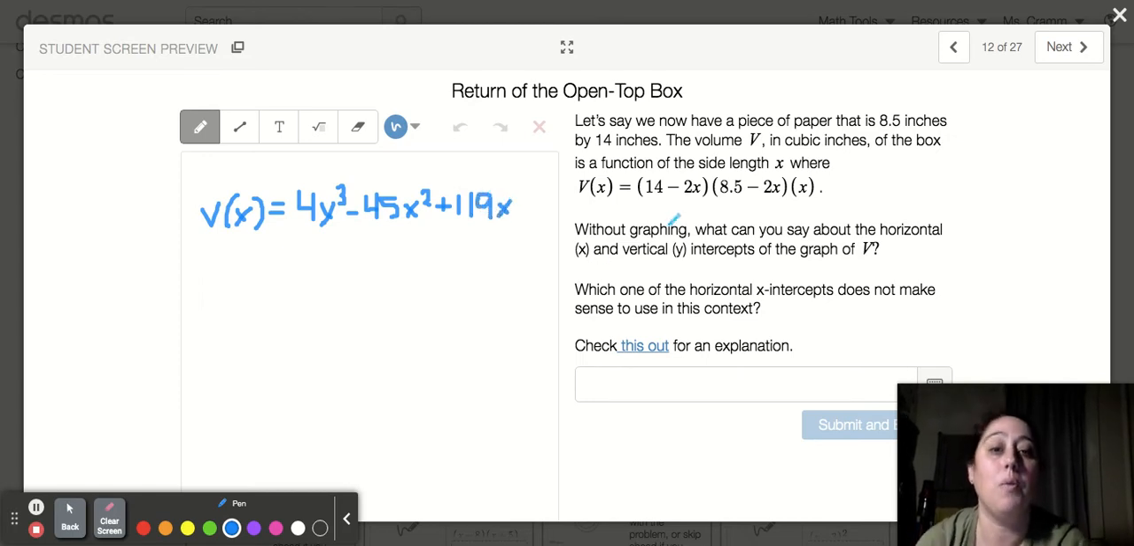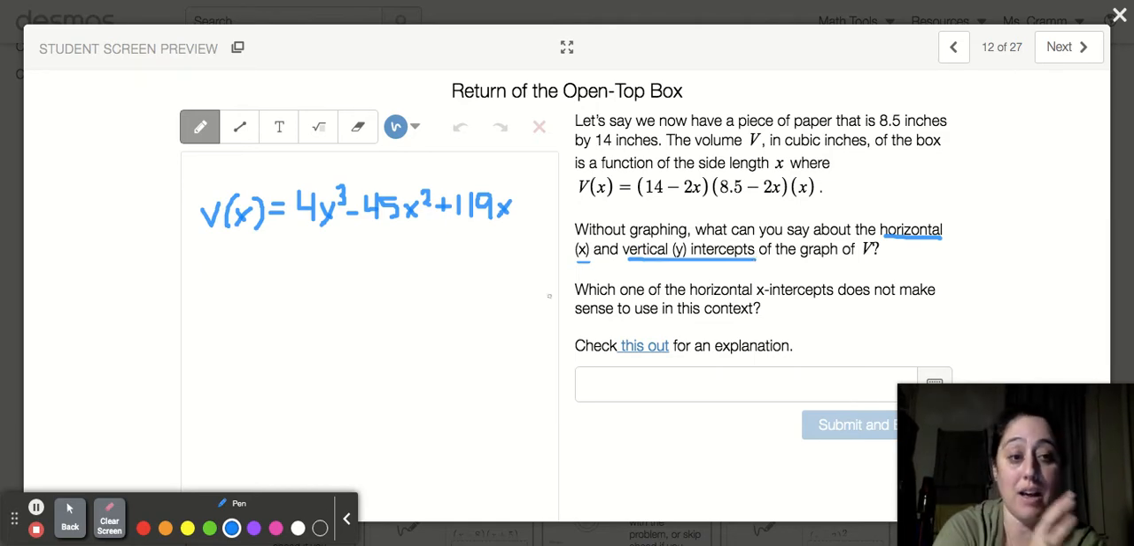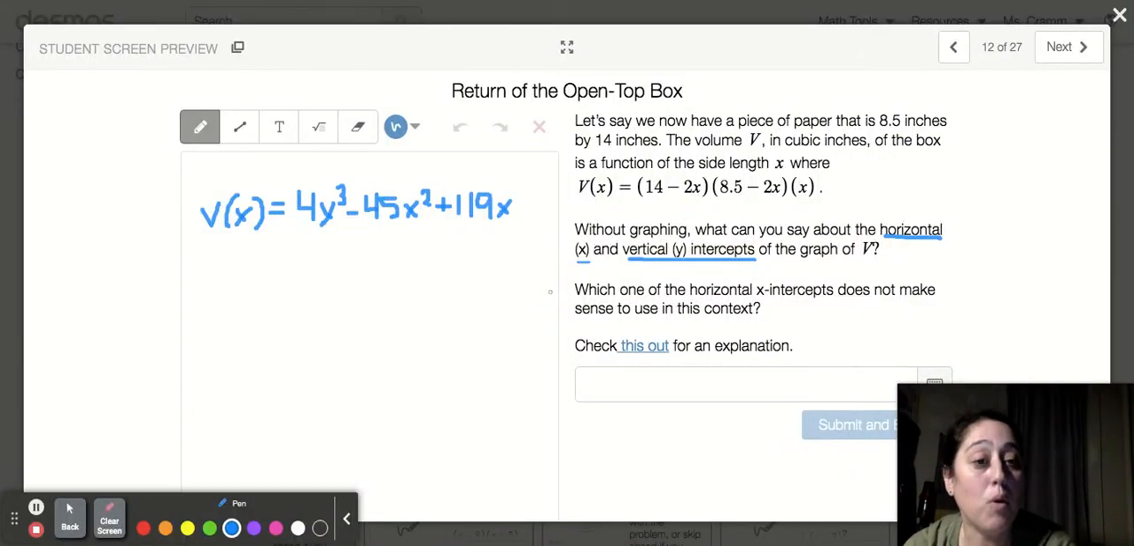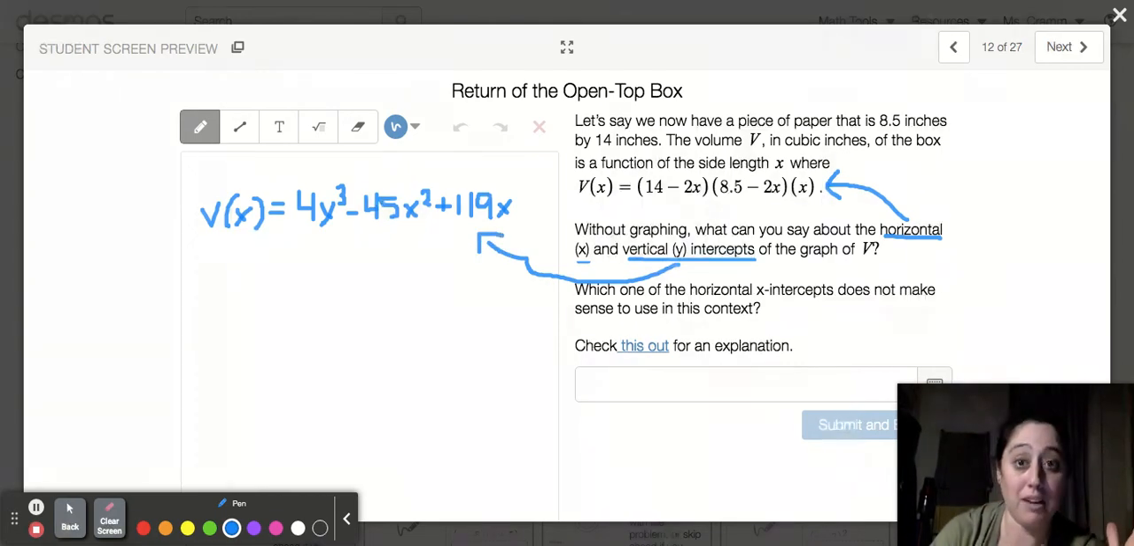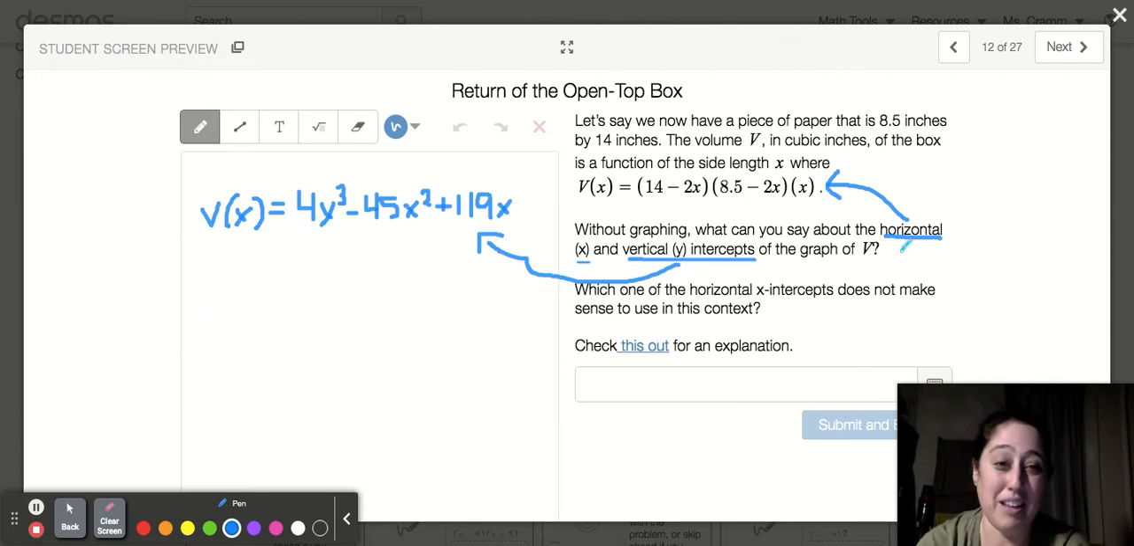All right. So without graphing it, what can you say about the horizontal or the x-intercepts, right? And what can you say about the vertical or the y-intercepts? So I'll give you a little hint. The horizontal, those x-intercepts, the form that's easiest to see those in is this factored form here. All right. If I want to find the y-intercept, then standard form is where I'm going to be looking. Okay. So let's start with horizontal.